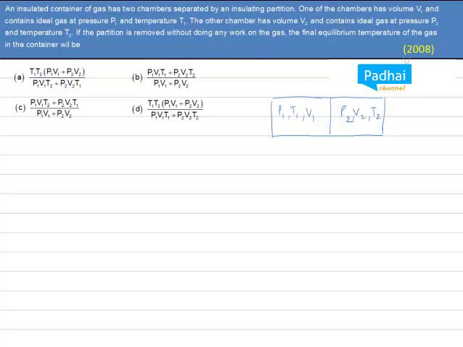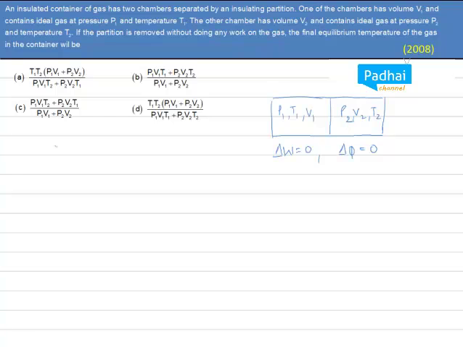Now this partition is removed without doing any work. That means delta W is 0. Neither is it given that some heat is supplied. That means delta Q is also 0, because it is an insulated container.